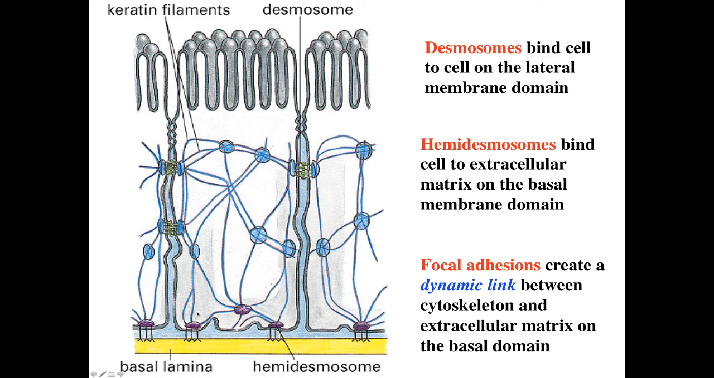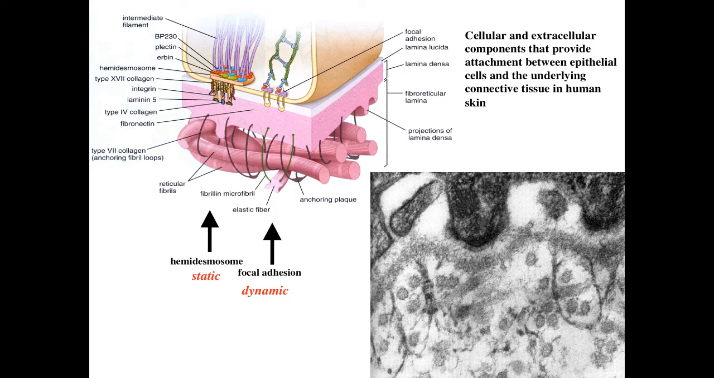Now, focal adhesions, which are not shown on this cartoon, create a dynamic link between the cytoskeleton and the extracellular matrix on the basal domain. And we'll talk about those right now. What we're looking at is cellular and extracellular components that provide attachment sites between epithelial cells and the underlying connective tissue. And this is a fairly high-power electron micrograph from human skin. Here are the cells, and this is the extracellular matrix. And the micrograph looks remarkably like the diagram.